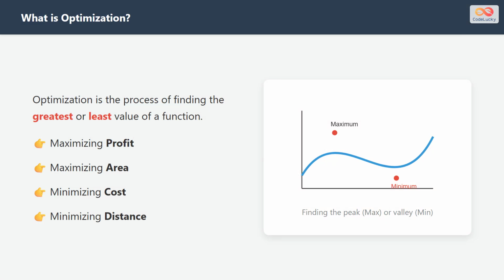So, what exactly is optimization? Simply put, it is the mathematical process of finding the best possible result. This usually means finding the greatest value, such as maximizing profit or area, or finding the least value, such as minimizing cost or distance. Calculus gives us the precise tools to locate the peaks and valleys of any function.